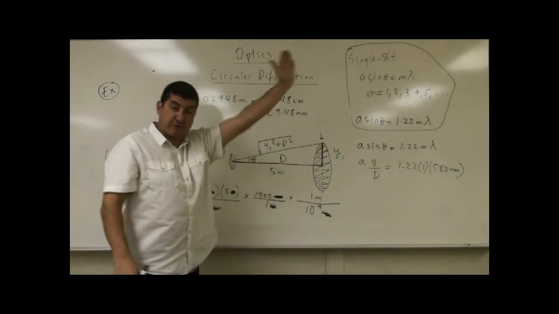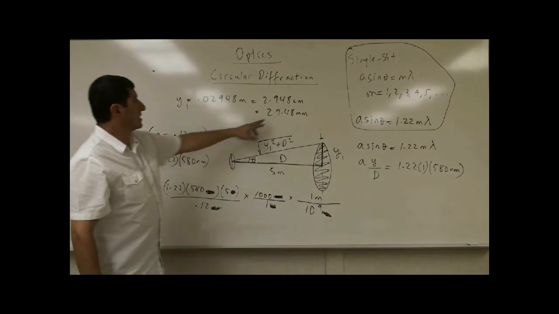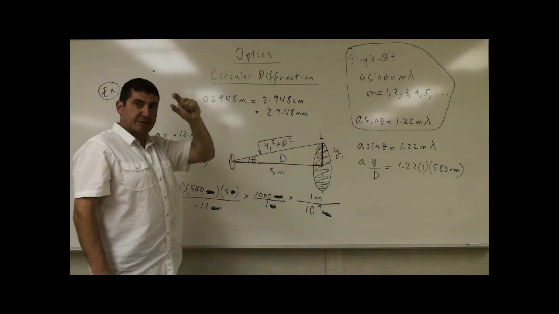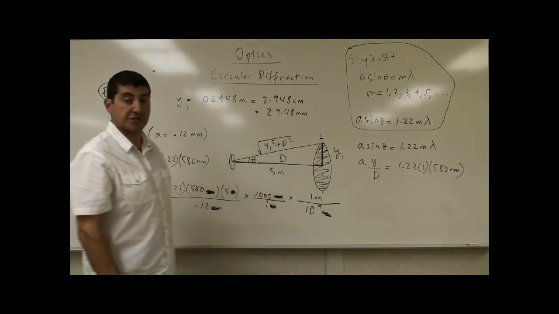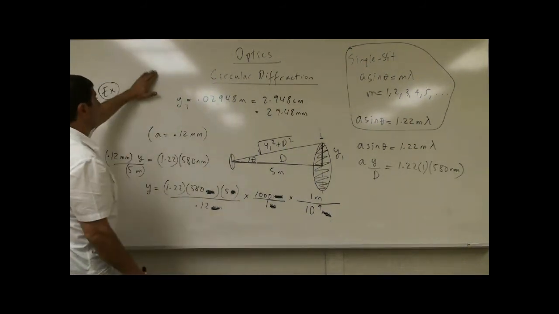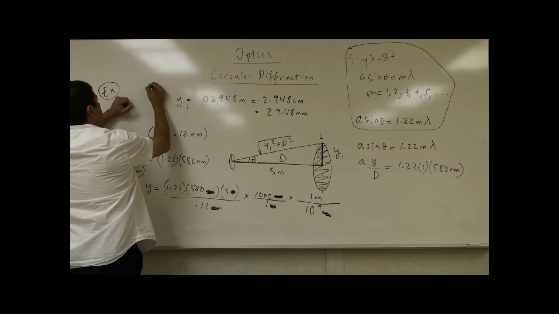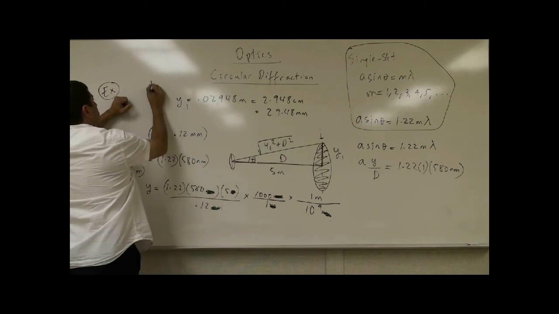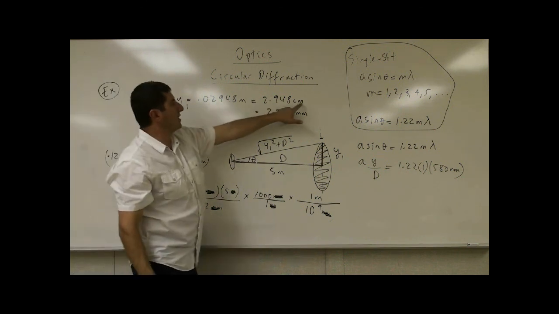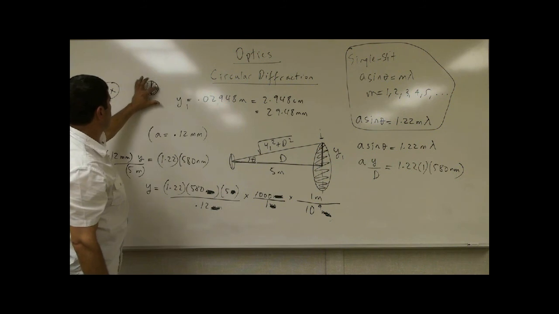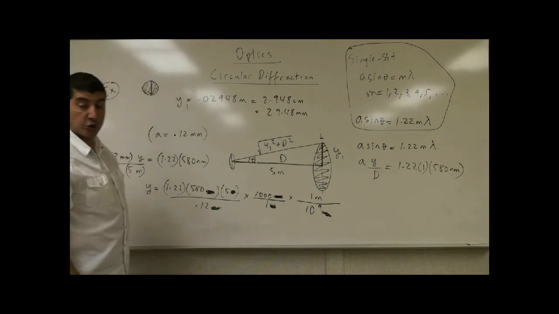That's quite far, 5 meters away. The size of the first bright circular ring will be what? 2.948 centimeters. That's quite big actually. 2.948 centimeters will be something looking like 3 centimeters like this, 3 centimeters down like this, so something quite big.